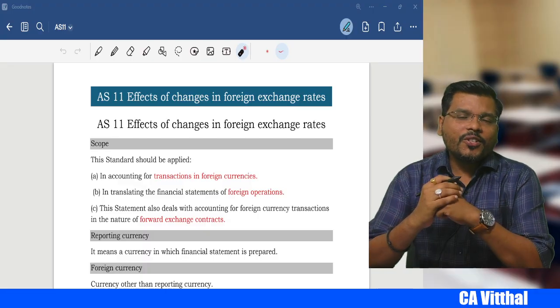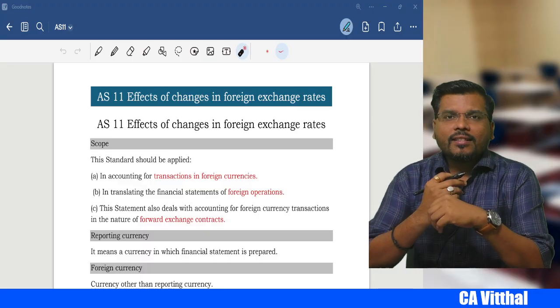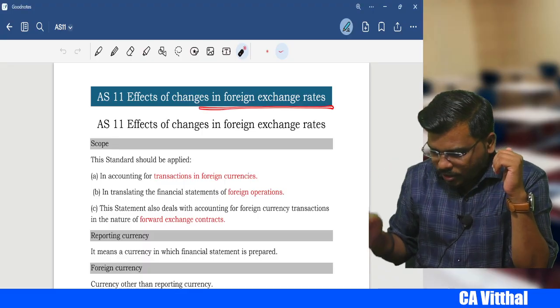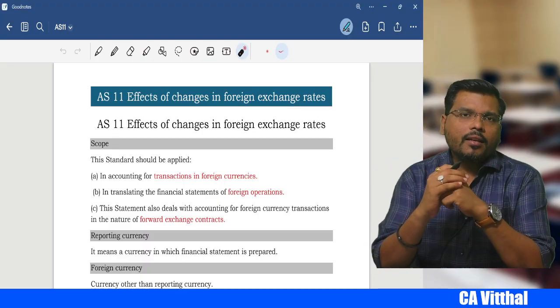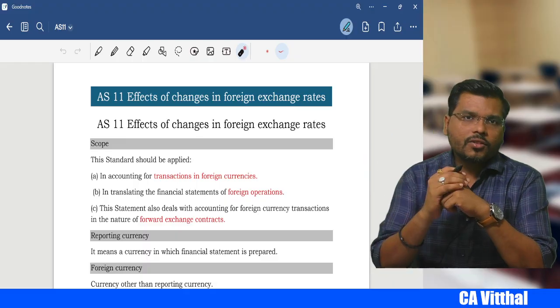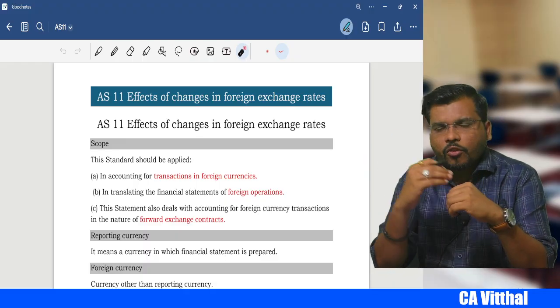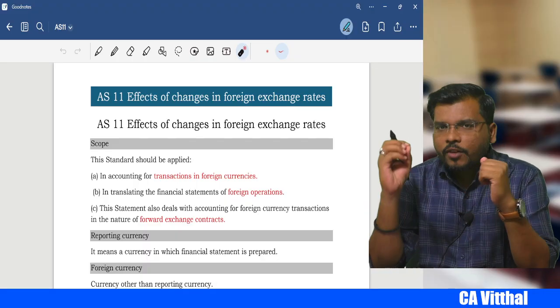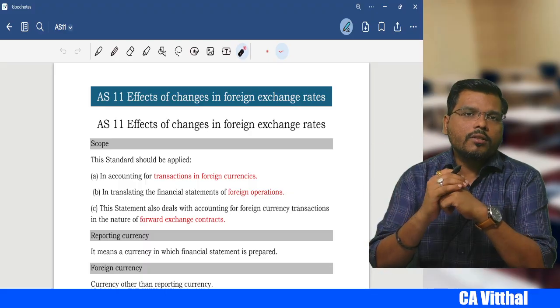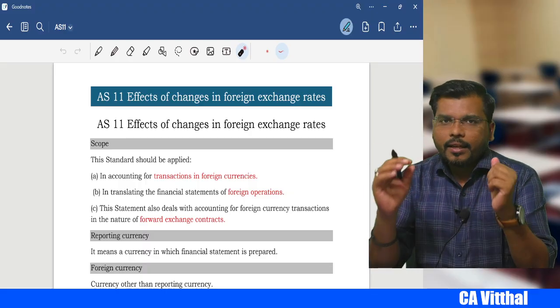Today we are going to discuss AS11, that is effect of changes in foreign exchange rate. This AS comes into picture because of the foreign transaction. Whenever we enter into a foreign transaction, how that foreign transaction will be recorded in our books of accounts, that we are going to discuss in AS11.